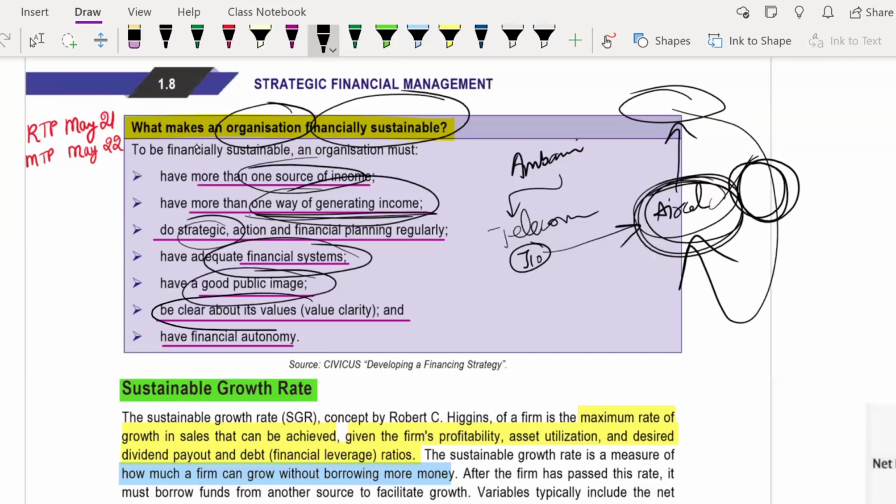Then it should be very clear about its values. If you look at Ratan Tata's Tata company, it is very clear about how it wants to help society and how it wants to build a nation where society's upliftment is also involved, and not just think about profits alone. And it should have financial autonomy. It should not be completely dependent on outside sources of finance.